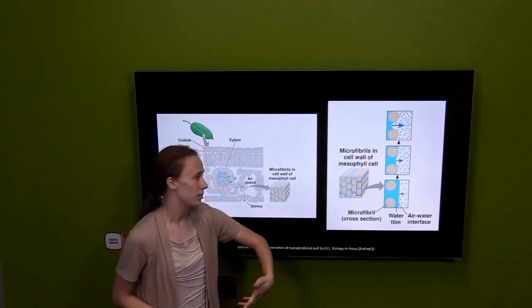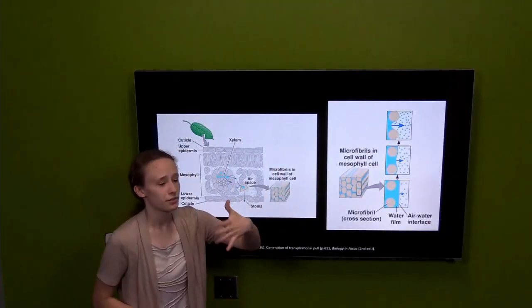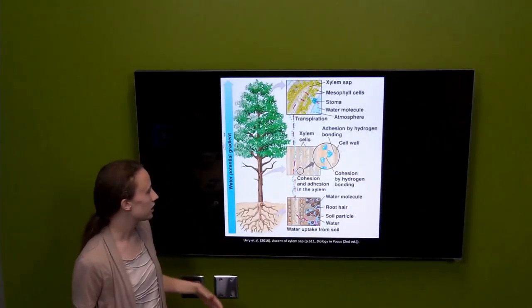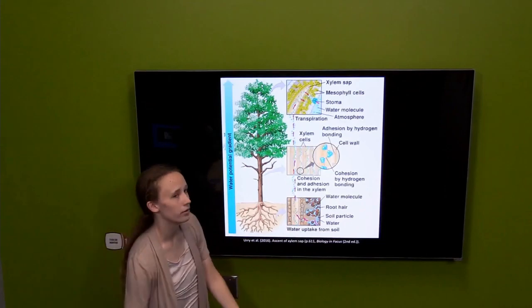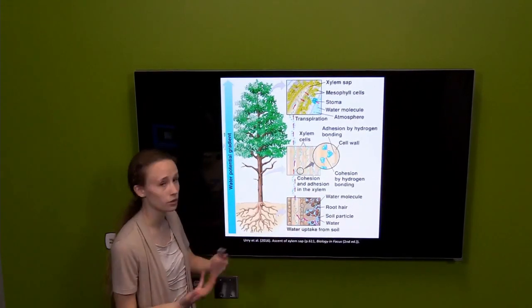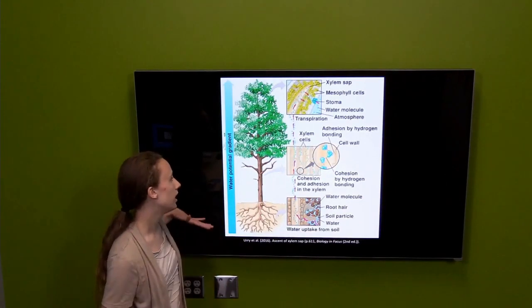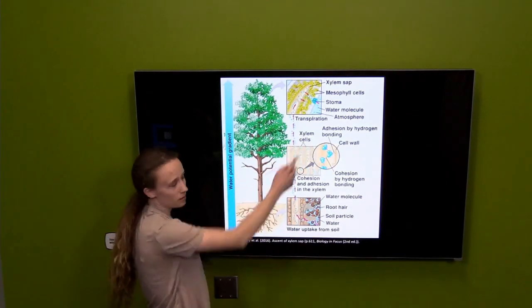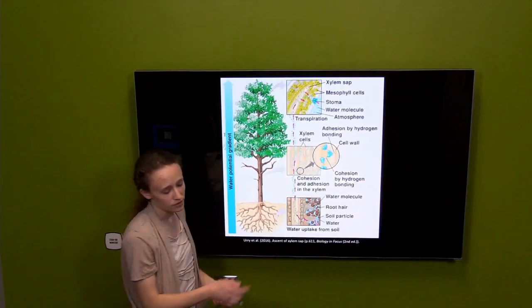as evaporation happens, it draws in new water molecules from the xylem. This generates a tug that goes throughout the whole column of the tree, and all the water molecules kind of create like a little rope or a train. They're all strung together, and water is drawn up from where it's evaporating all the way down from the roots of the tree.